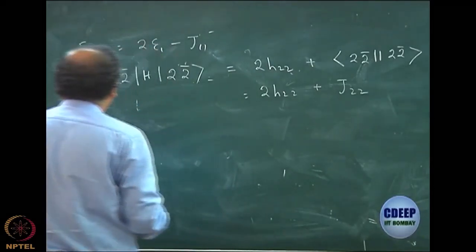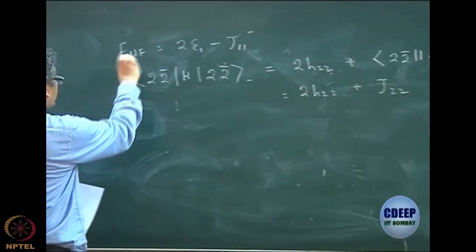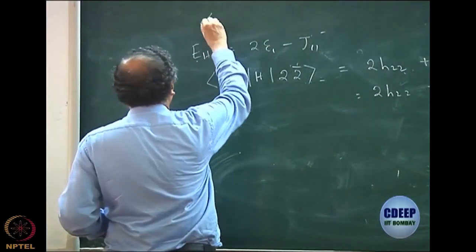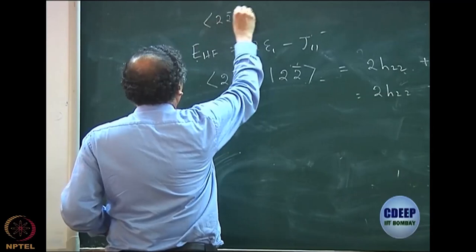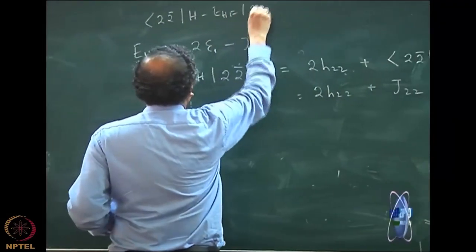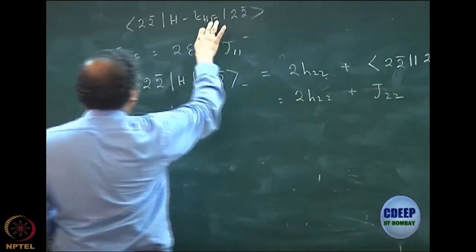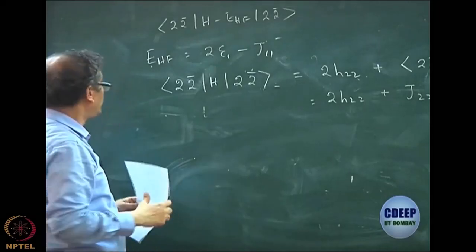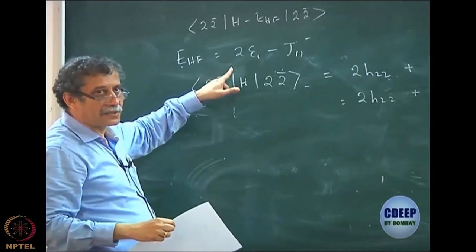So, now what I have to do, I have to subtract this and this. Correct? Because what was my quantity that I wanted? 2, 2 bar H minus E Hartree-Fock. This is what I wanted. Of course, E Hartree-Fock is a number which comes out. That is a normalized determinant, so that is 1. So, I have to basically subtract this from this.